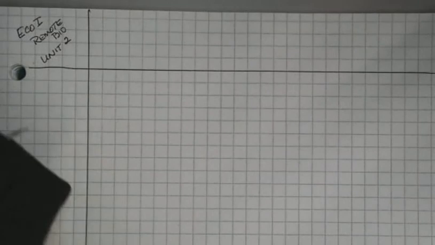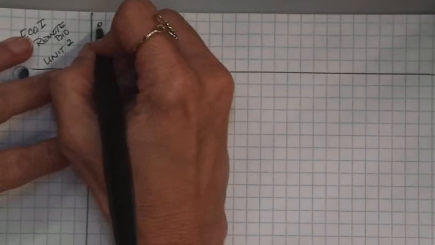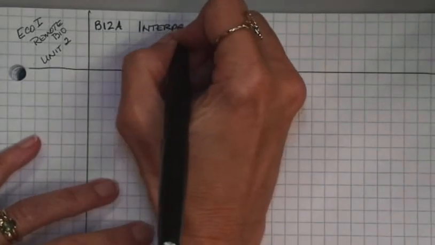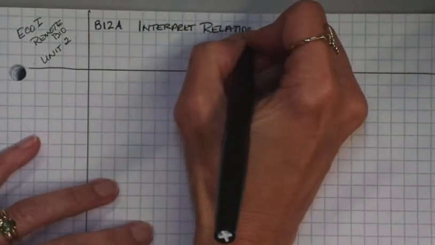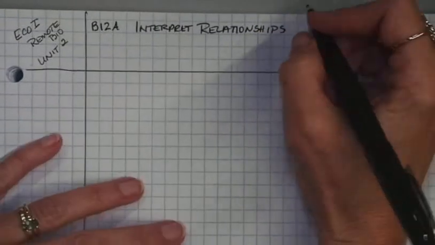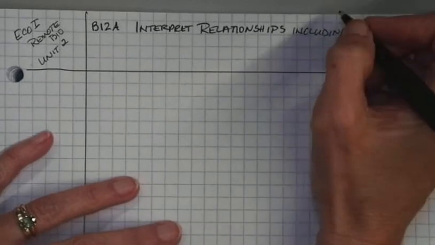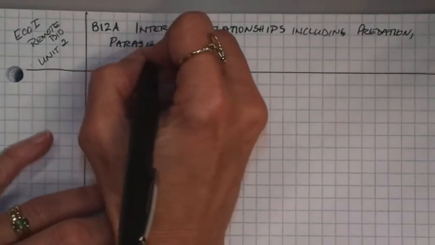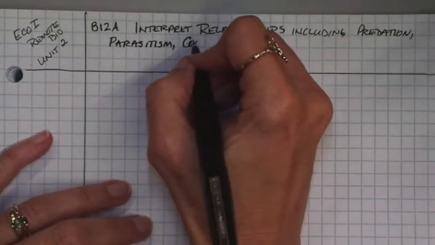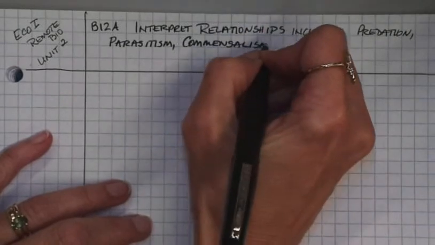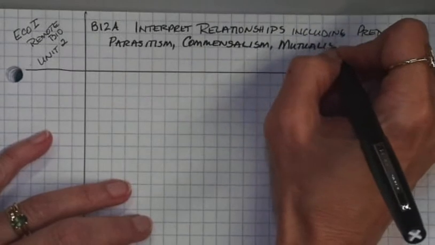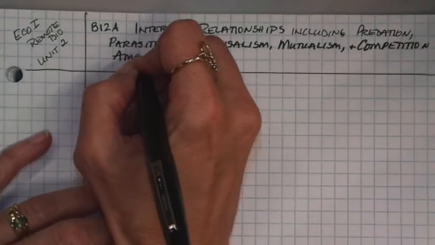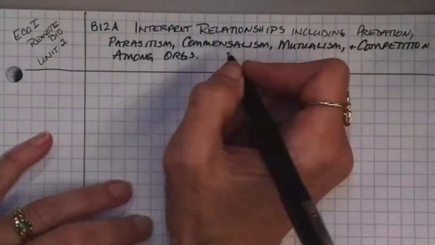So in this set of notes, what we're going to do is talk about B12A. B12A says that you're going to interpret relationships, including, and these are some you should recognize, predation. Think about predators. Parasitism, parasites. Commensalism, you might remember that one. Mutualism. And competition among all the organisms. Hopefully this will just be a review for you guys so you understand what's going on here.